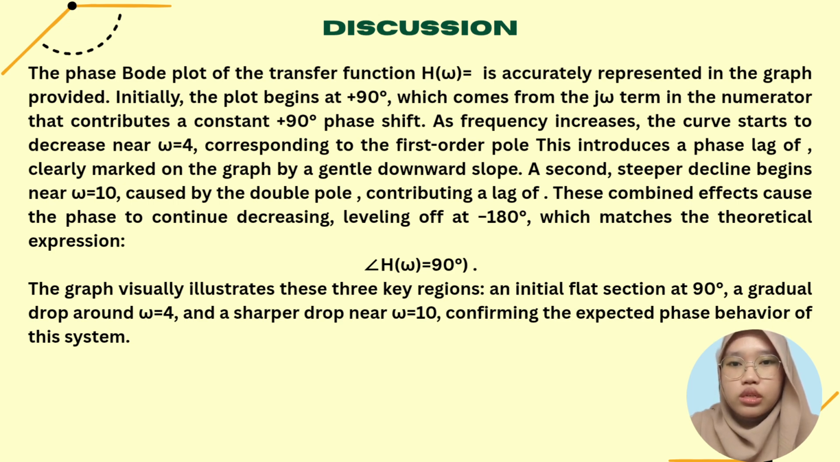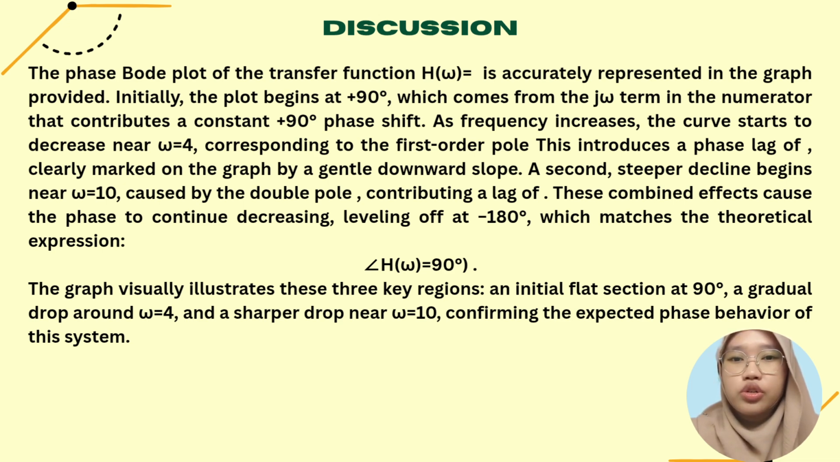As the frequency increases, the curve starts to decrease near omega 4, corresponding to the first order pole. This introduces a phase lag, clearly marked on the graph by a gentle downward slope. A second, steeper decline begins near omega 10, caused by the double pole, contributing a lag. The combined effect causes the phase to continue decreasing, leveling off at negative 180 degrees, which matches the theoretical expression for the angle of H of omega.